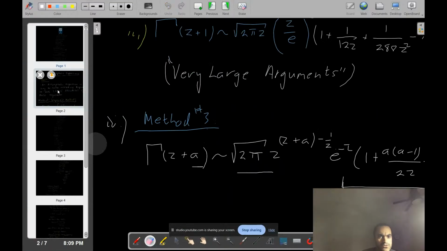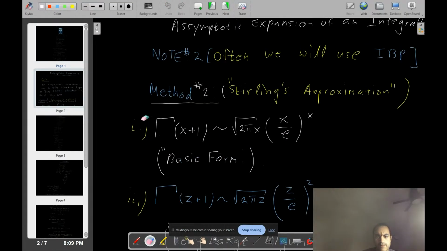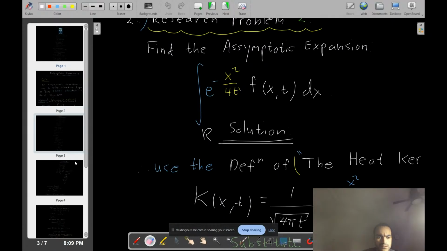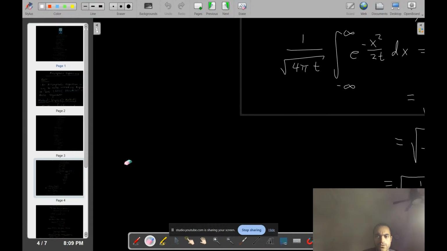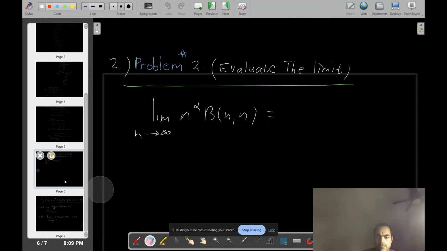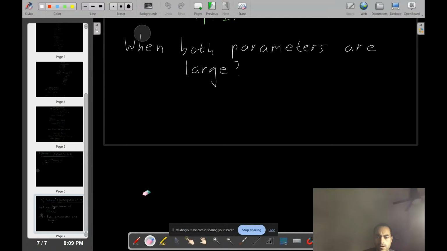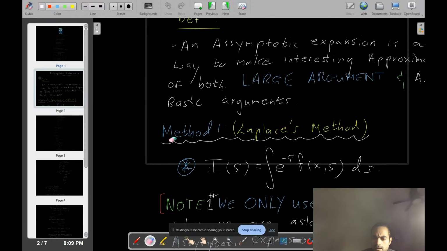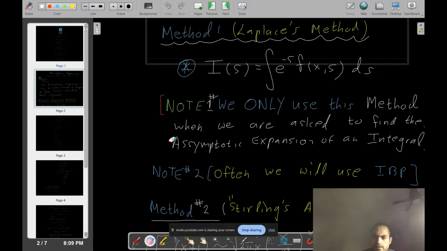What was number 2? Let me see here. That was page 2, page 3, page 4. Just give me a sec, guys. Everything is a bit out of whack. Okay. Could have sworn I had it here.